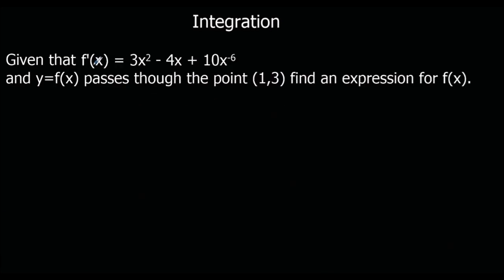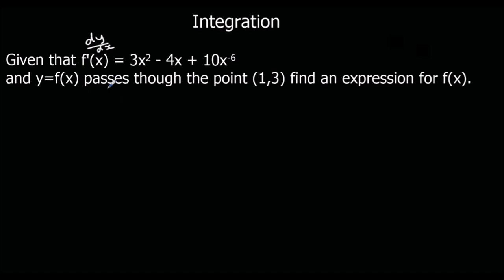Okay, so we've got another question here. We've got different notation though. So f dash of x, this just means dy dx. So it means the same thing. So this is the differentiated function. This is dy dx, and we need to find f of x, which is the same as y. So we're going to integrate it, and then we're going to use the coordinates to find out what c is. So it's the same as before. You can pause the video if you want to give it a go, or just watch me carry on.